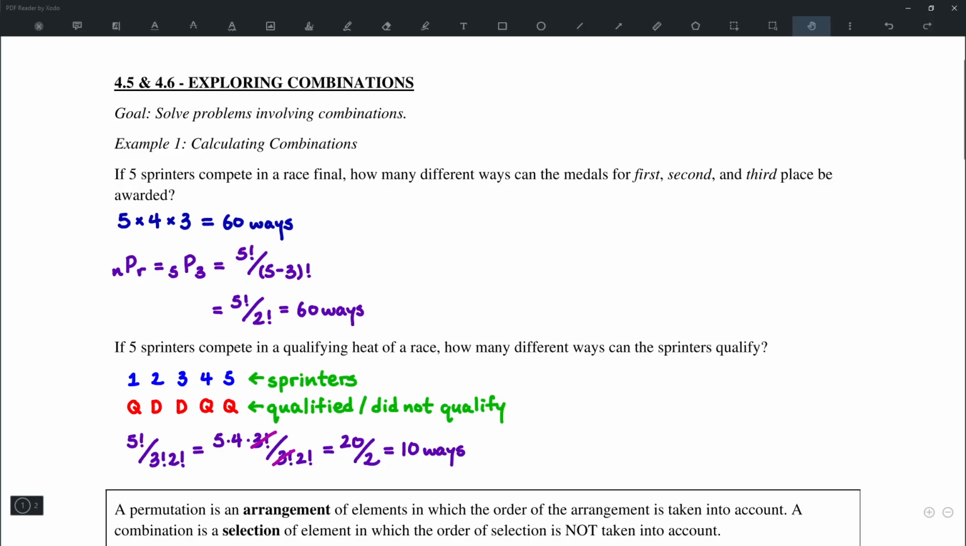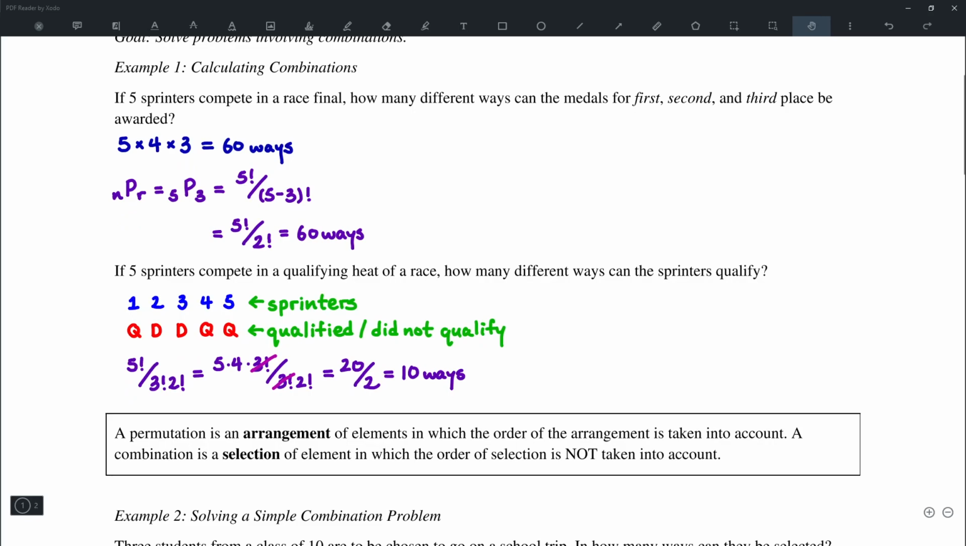And this example highlights the difference between combinations and permutations. In the first case, where there are medals to be awarded, first, second, and third place, that is a permutation question because the arrangement of first, second, and third matters. And in the second part, we are looking at a combination question where we are just selecting the qualifiers and the order that they come in does not matter.